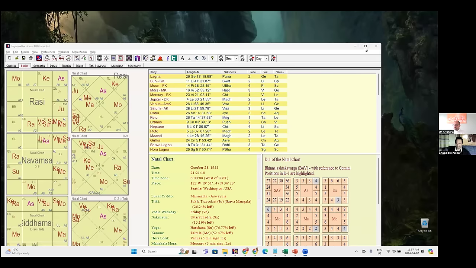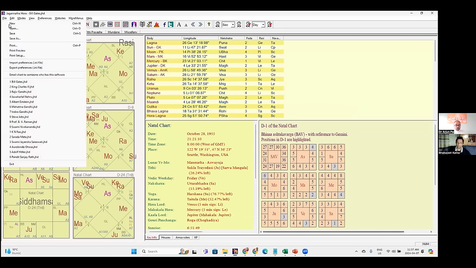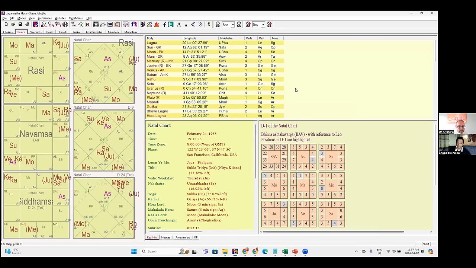Lakshmi's nakshatra is the most important thing both of them had. Just observe this. Bill Gates' chart: Moon is at 14 degrees 38 minutes in Uttara Bhadrapada, fourth pada. And let us go to Steve Jobs. Steve Jobs is 14 degrees 31 minutes, Uttara Bhadrapada, fourth pada. Both of their Moons are exactly similar, very, very close to each other.